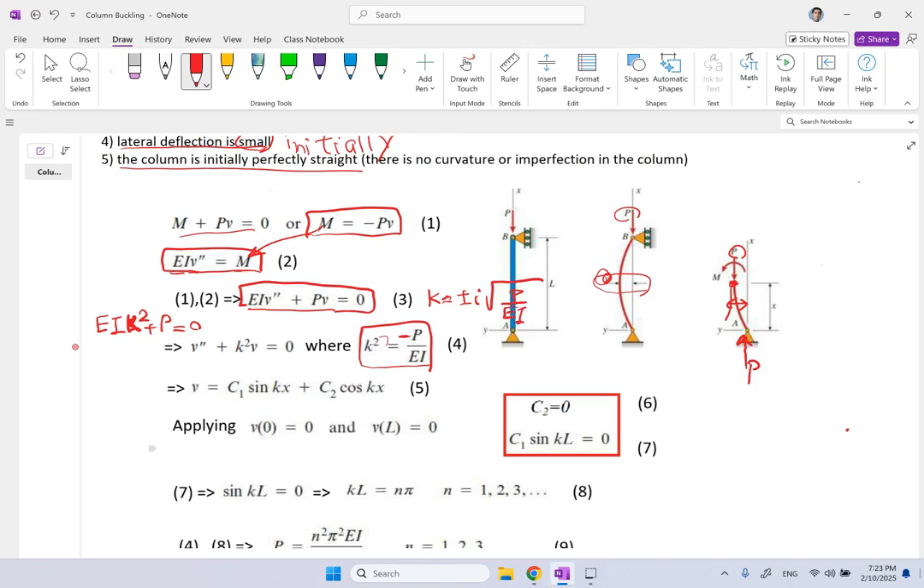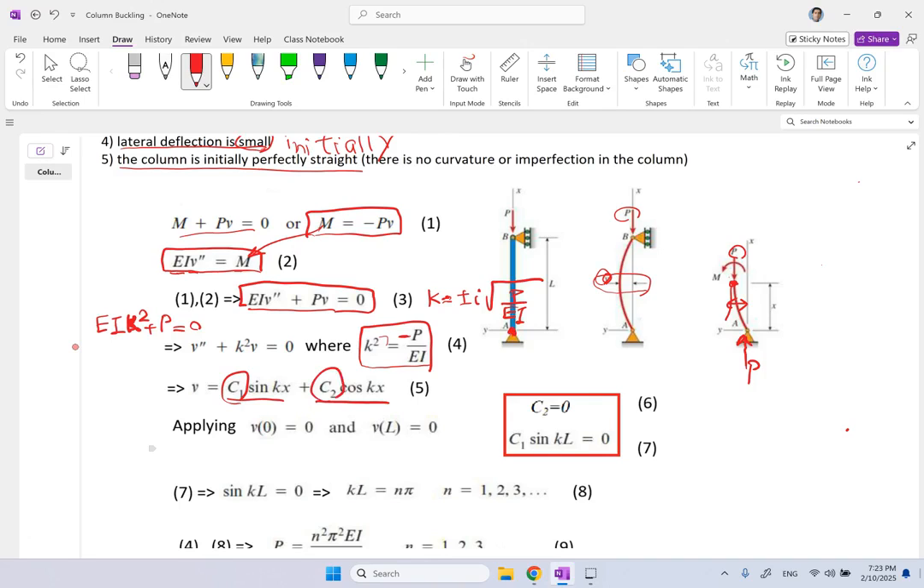And when the roots of the characteristic equation are complex numbers, you know the homogeneous solution is going to be a sine and a cosine: C1 sine of kx plus C2 cosine of kx, where k is this i times that square root. C1 and C2 are two unknown constants to be found from the boundary conditions.